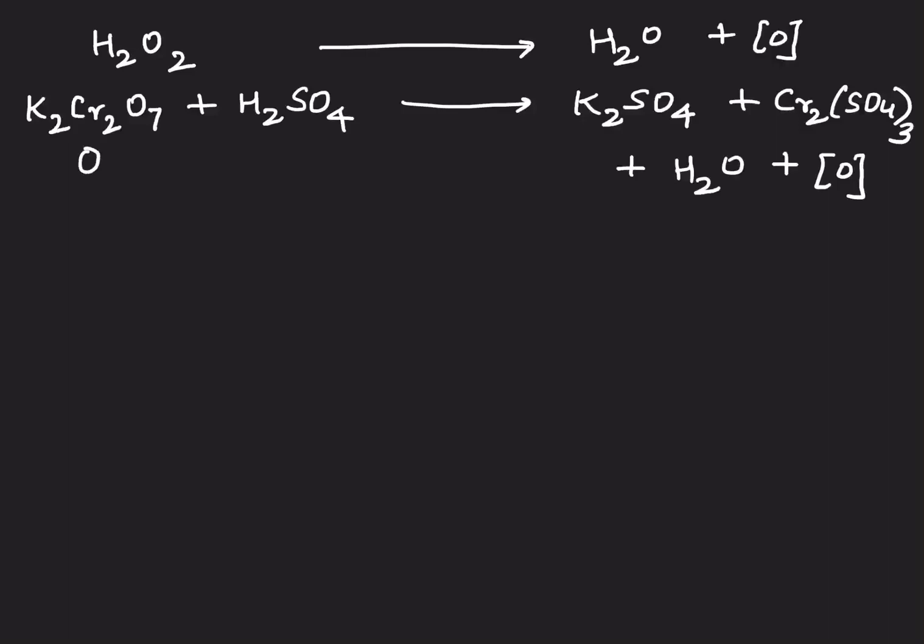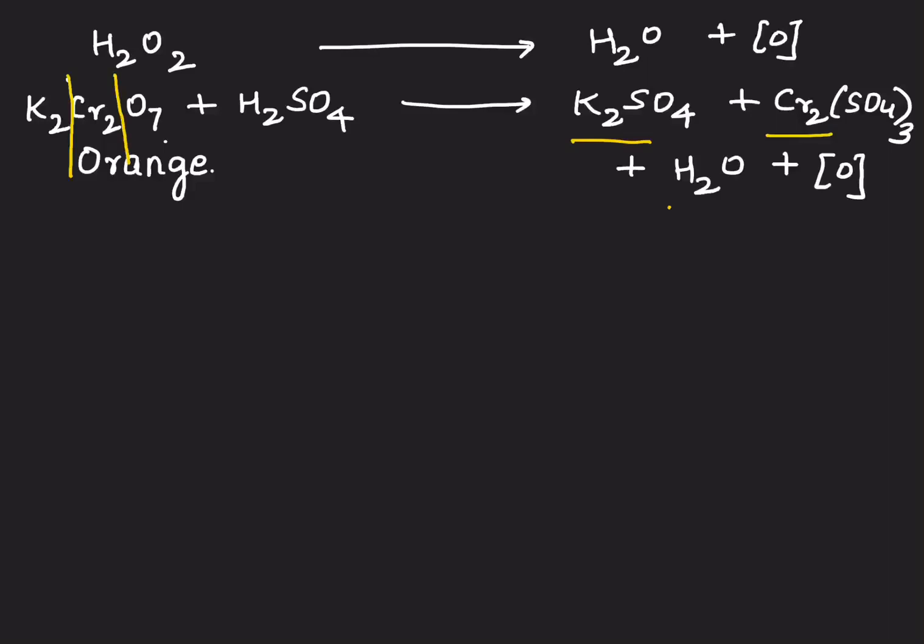Acidified potassium dichromate, orange in color. Yes, you've used it in the laboratory also to test a number of gases, especially sulfur dioxide, right? Now, hydrogen peroxide, first reaction remains the same. Look at the second reaction. Acidified potassium dichromate, so potassium K2Cr2O7 plus H2SO4. So let's break it down from here. Go ahead and try completing the reaction. So potassium with sulfate, chromium with sulfate, potassium sulfate, chromium sulfate, water and nascent oxygen.